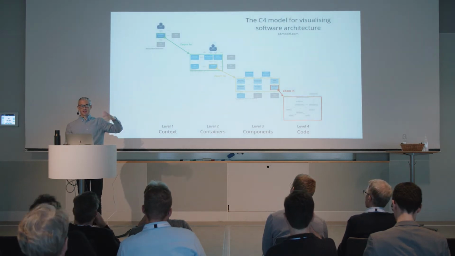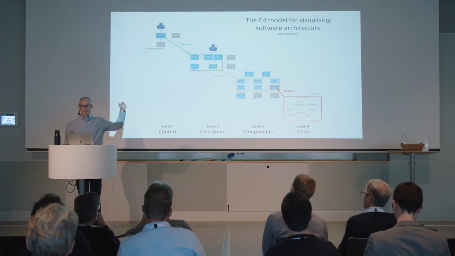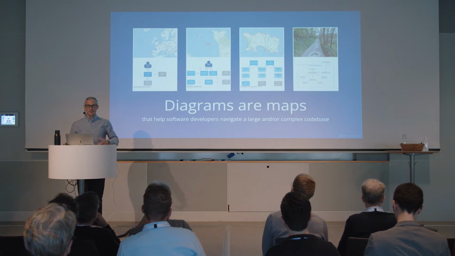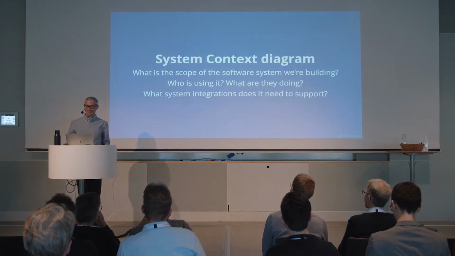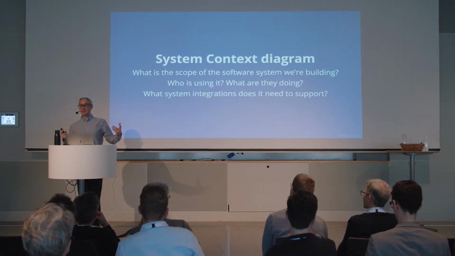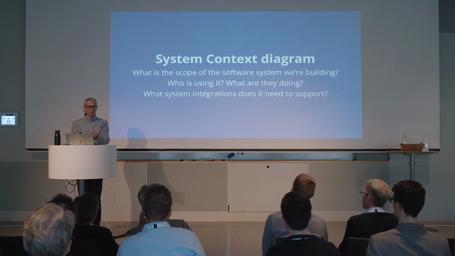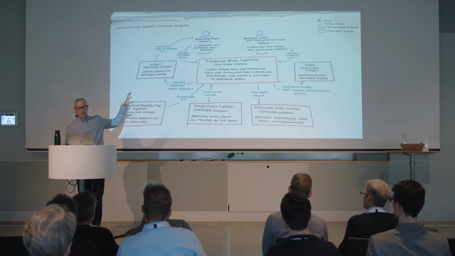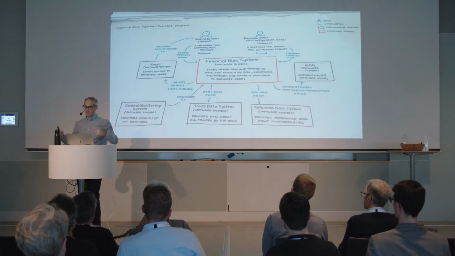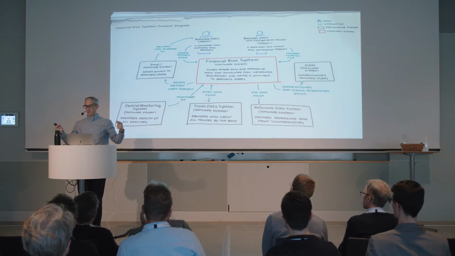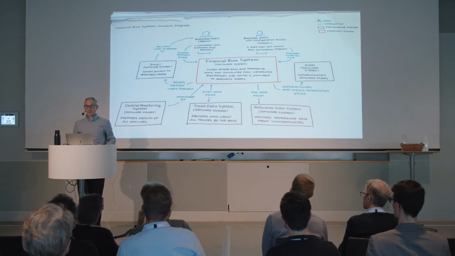It's a set of abstractions and a set of 4 hierarchical diagram types, and it's zoom in, zoom in, zoom in, zoom in. Diagrams and maps. I think I said that quite a lot this morning. The system context diagram shows you the thing you are describing, who's using it, and how it fits into the world around it in terms of system integration points. And that was the example diagram I showed you this morning. So the red box is the system we're documenting, a couple of different users, roles, actors, personas, and a bunch of systems around the outside.